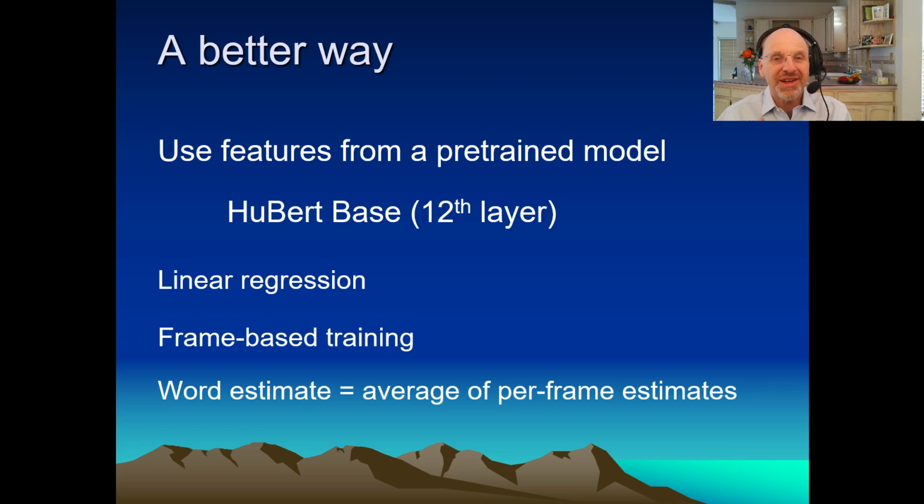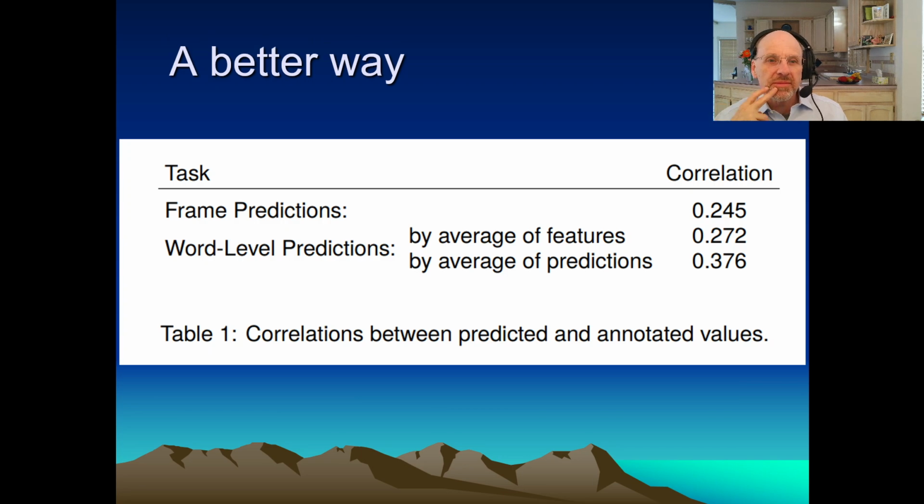Since HuBert is pretty clever, it's got 12 layers of transformers and other magic inside, we use those features and trust them to contain almost all the information we need, and we just use a simpler linear regression model on top of that. We train it at the frame level every 20 milliseconds, we have it make a prediction where the targets are inherited from the word level labels, and then the word level estimates for reduction are based on the average of the per frame estimates. And here's what we get. So the bottom number there, the 0.376, that's the 0.38 that I mentioned is our headline correlation.